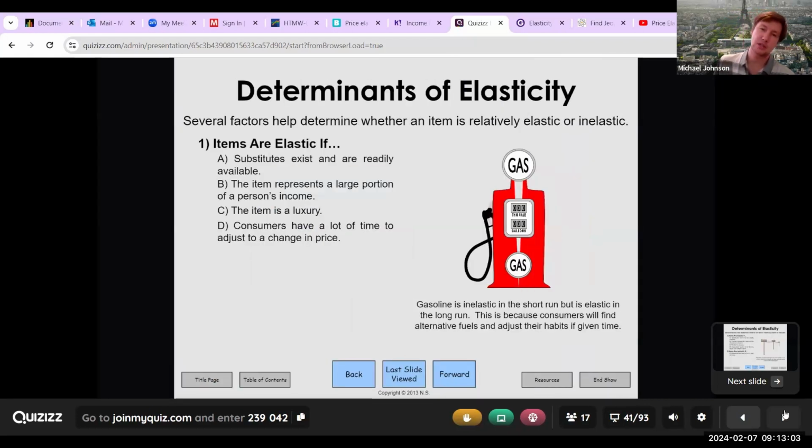Consumers have a lot of time to adjust to change in price. Gasoline is inelastic in the short run, but is elastic in the long run. This is because consumers will find alternative fuels and adjust their habits over time.